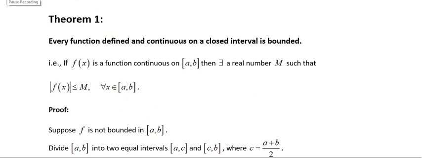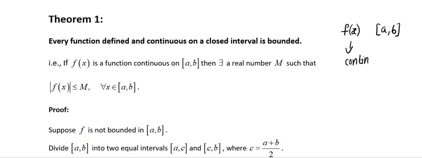Theorem 1, the statement is as follows. Every function defined and continuous on a closed interval is bounded. So, if a function f of x is defined in a closed interval a comma b and also this is continuous, now we want to prove that this continuous function is bounded.